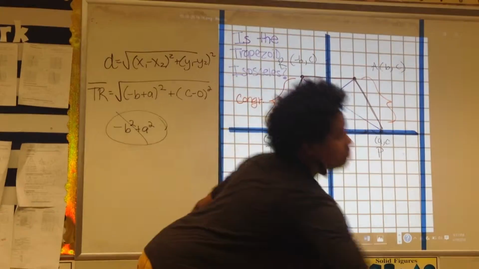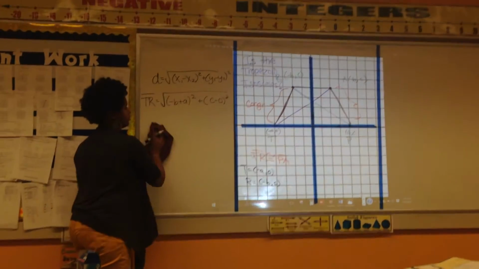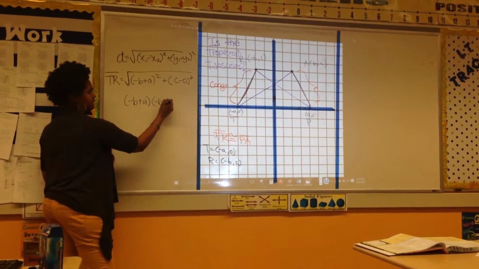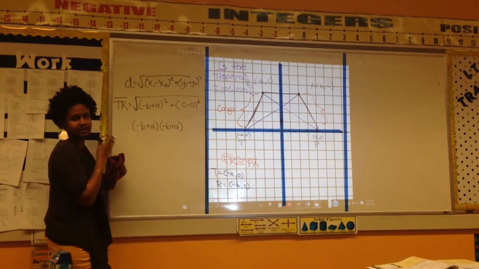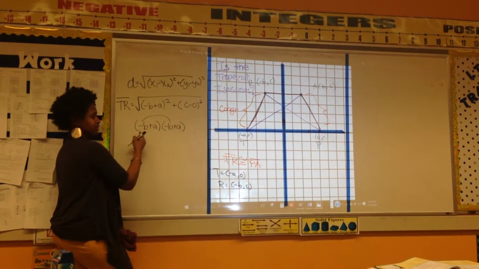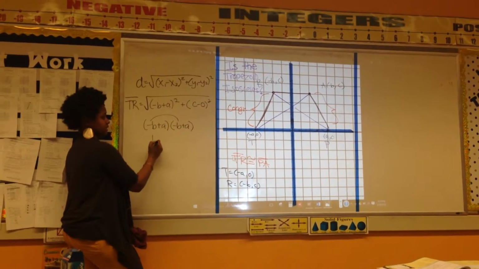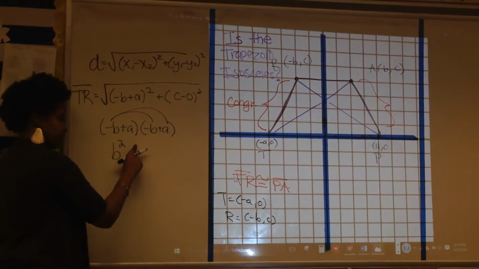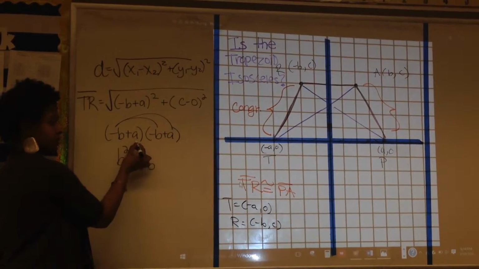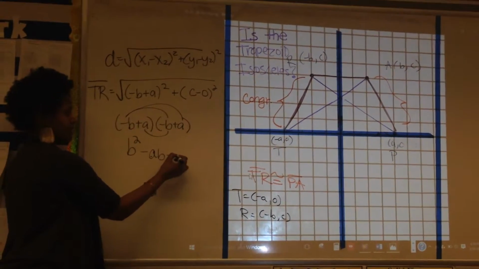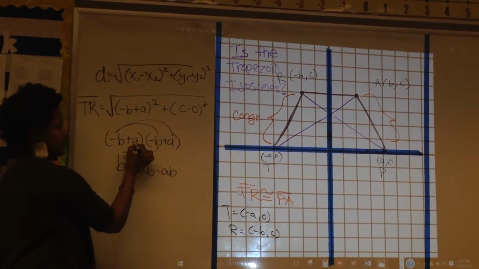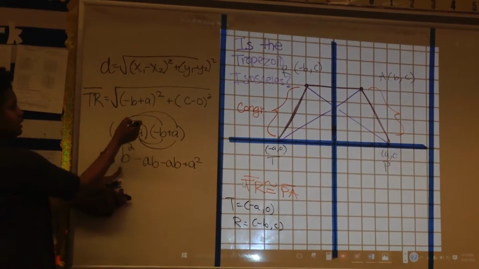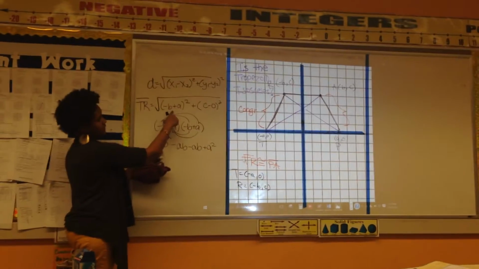We need to actually multiply or use the FOIL method. So, we have negative B plus A squared. Remember, I'm multiplying it by itself. So yeah, I told you you wouldn't like this, but it is what it is. Negative B times negative B is B squared. Negative B times A is just negative AB. Then I'll multiply A times negative B. I have another minus AB. And then last, A times A is plus A squared.